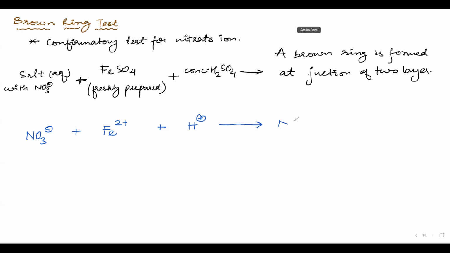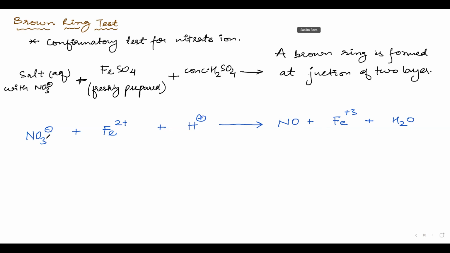You will get NO plus 3 Fe3 plus. Let us forget the balancing as of now. Fe plus 3, plus you will get some water molecules. Okay, plus you will get some water molecules. Okay. Now when this iron, we have what? NO and this H2O, right?